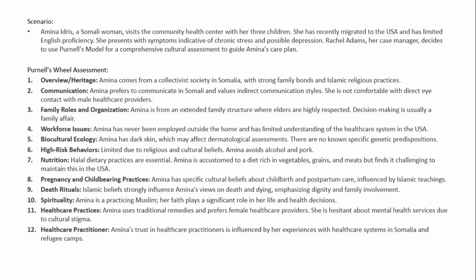She is a practicing Muslim. Her faith plays a significant role in her life and health decisions. She uses traditional remedies and prefers female healthcare providers. She's hesitant about mental health services due to cultural stigma, and her trust in healthcare practitioners is influenced by her experiences with the healthcare system in Somalia and refugee camps. So you can see how, going into Purnell's wheel, you've got a really good picture of Amina, right?